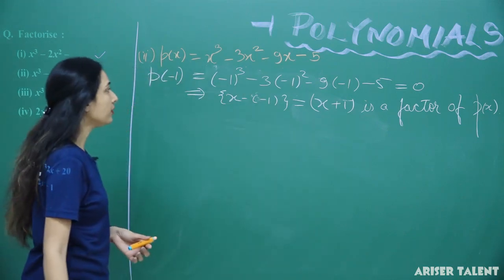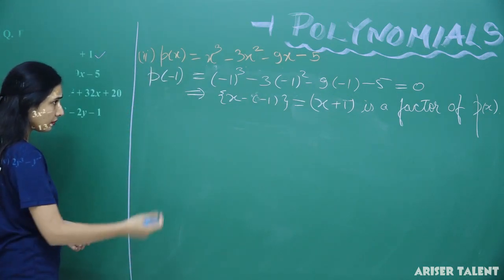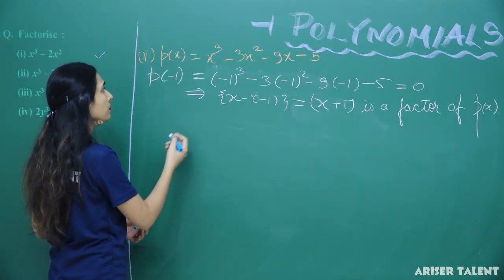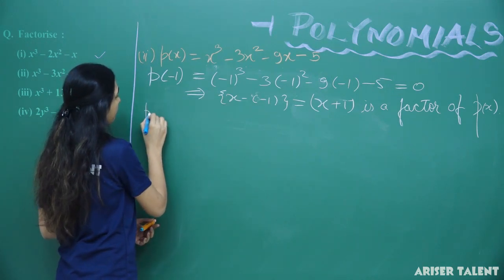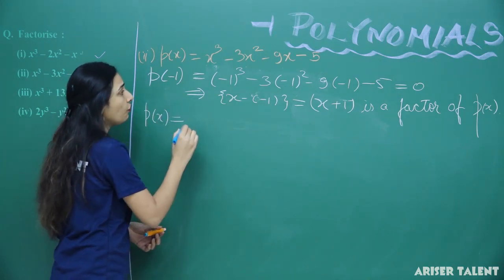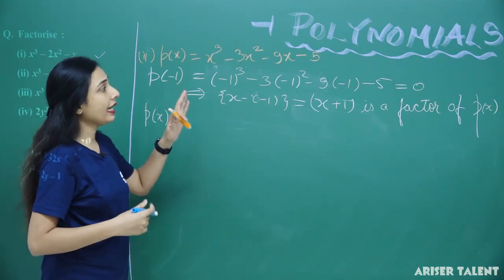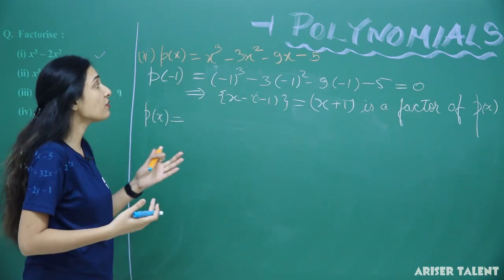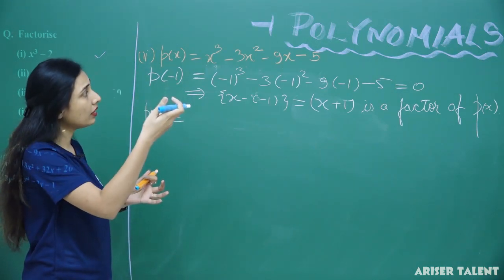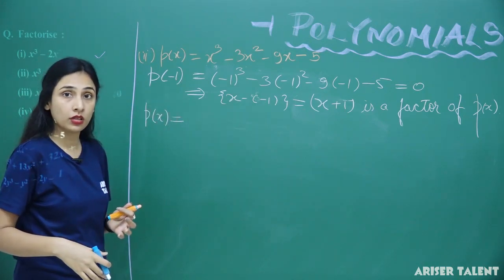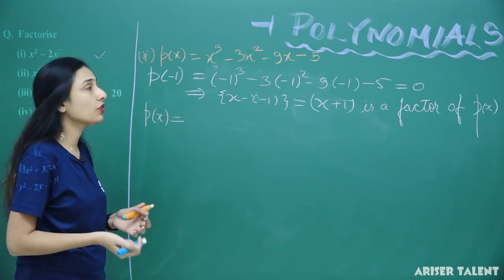Okay. If that's so, then what will we do? We'll write that P(x) equals to, now what we have to do? We have to take x plus 1 common. How can we take x plus 1 common?